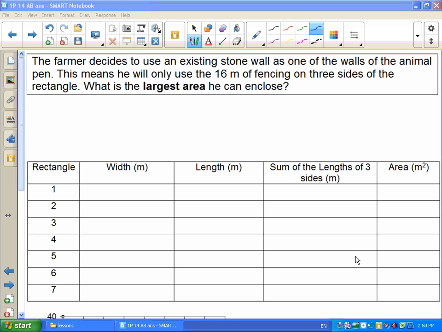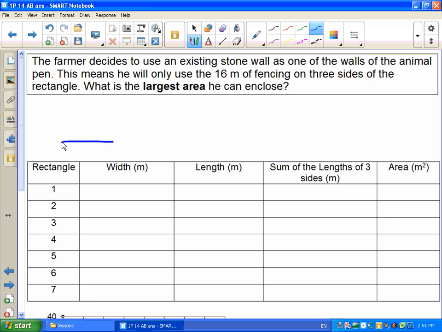Second example here in Unit 14, we've got a slightly different question than we had in Example 1. The farmer decides to use an existing stone wall as one of the walls of the animal pen. This means he will only use the 16 meters of fencing on 3 sides of the rectangle. What is the largest area he can enclose?